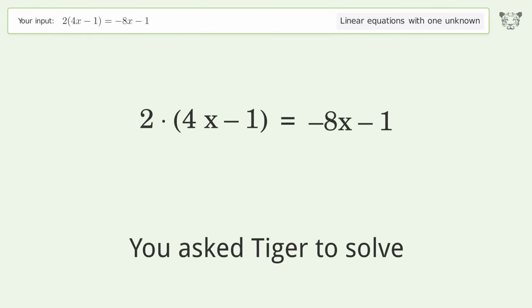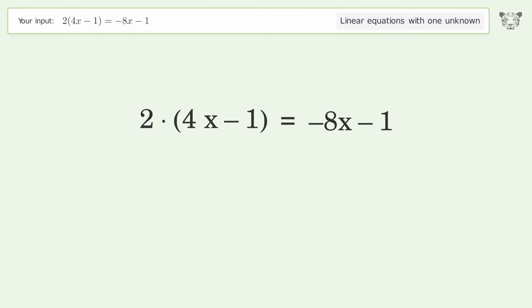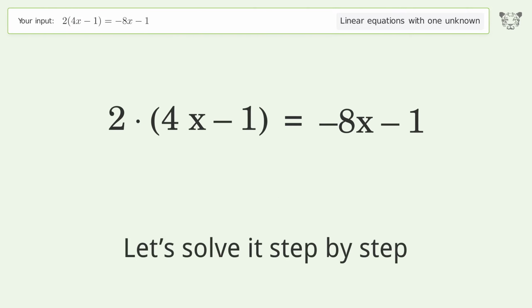You ask Tiger to solve. This deals with linear equations with one unknown. The final result is x equals 1 over 16. Let's solve it step by step.